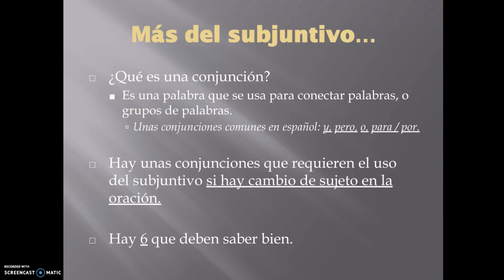Now, the conjunctions we're focusing on today aren't these common ones that most of you have been using since Spanish 1 or middle school, depending on when you started. Where we're focusing today is those common conjunctions in Spanish that require the use of the subjunctive if there's a change of subject in the sentence. In other words, si hay cambio de sujeto en la oración. There are 6 conjunctions that you're going to need to learn well, and we use the mnemonic device ESCAPA to help us remember them.